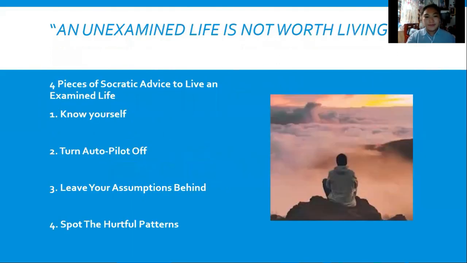So, self-discovery. Here, an unexamined life is not worth living. So, what is this? If you don't examine your life, what is the worth of living? So, you try to examine your life na, okay, so I like the color red also. Gusto ko rin pala yung color red, hindi lang yung color blue or yung yellow. So, four pieces of Socratic advice to live an examined life.